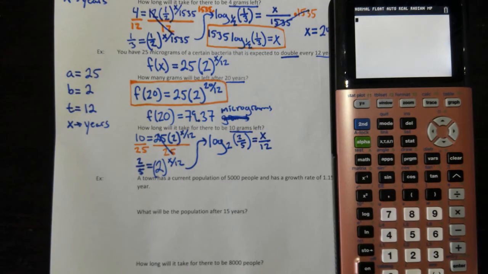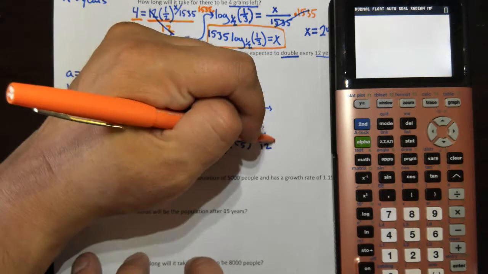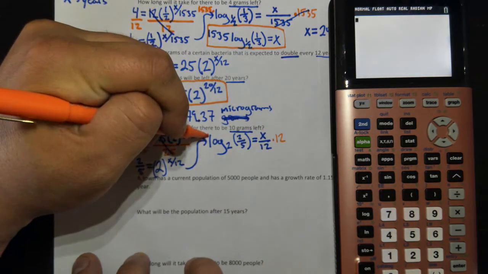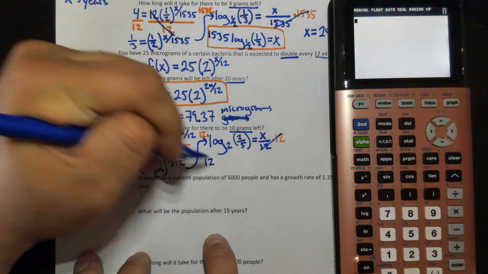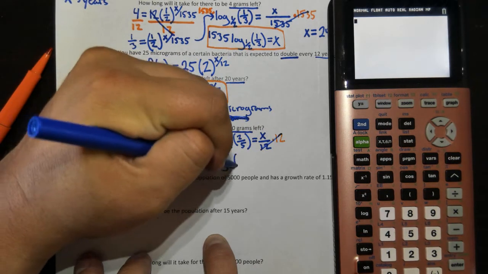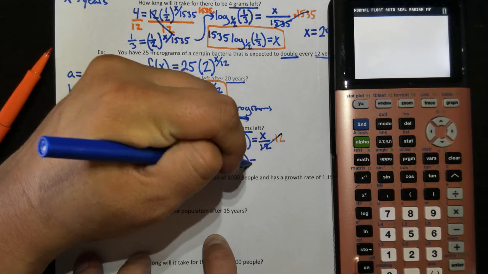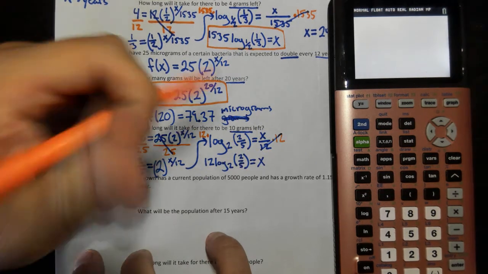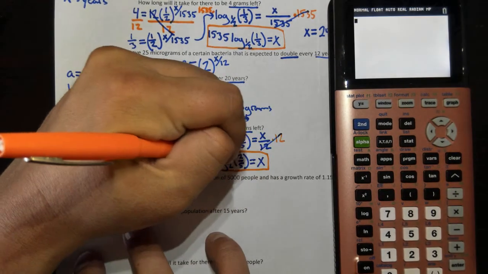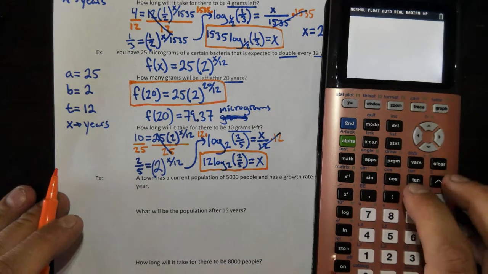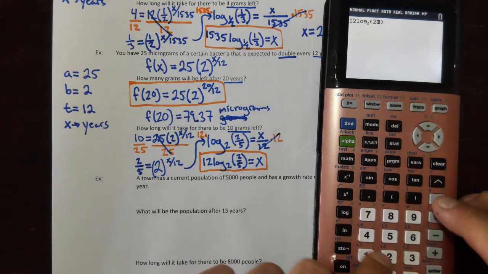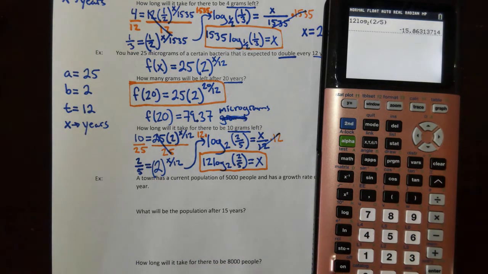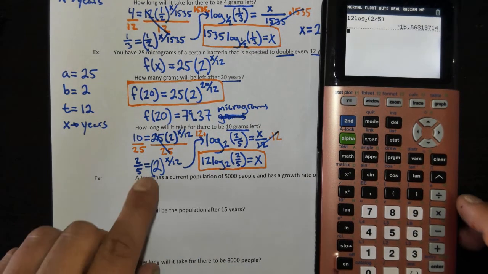And then, of course, our last step, we just need to finish solving for x. So x is being divided by 12, so let's multiply both sides by 12. This will cancel, so we have 12 log base 2 of 2/5 is equal to x. And of course, this is our answer. But let's figure this out since we have the calculator. So 12 log base 2 of 2/5. Oops, something interesting here.